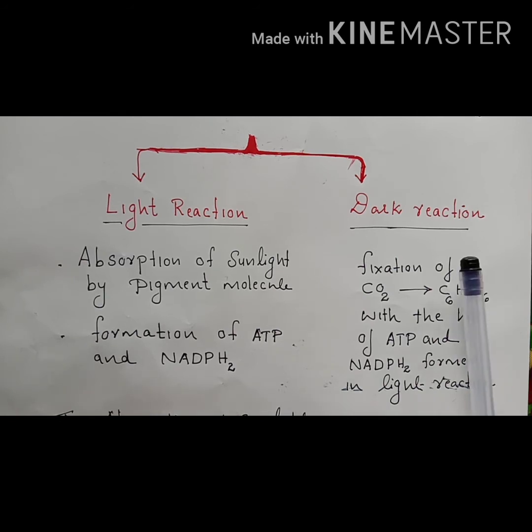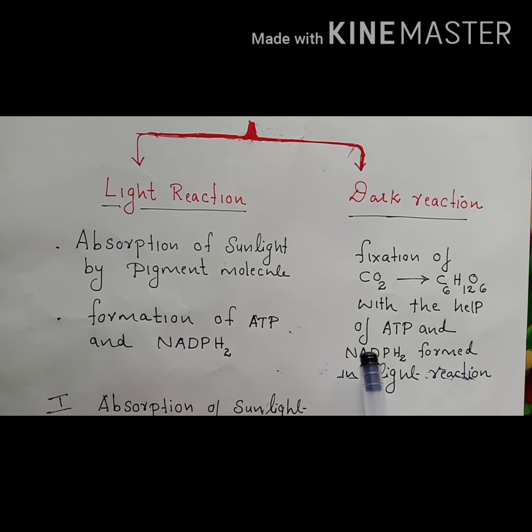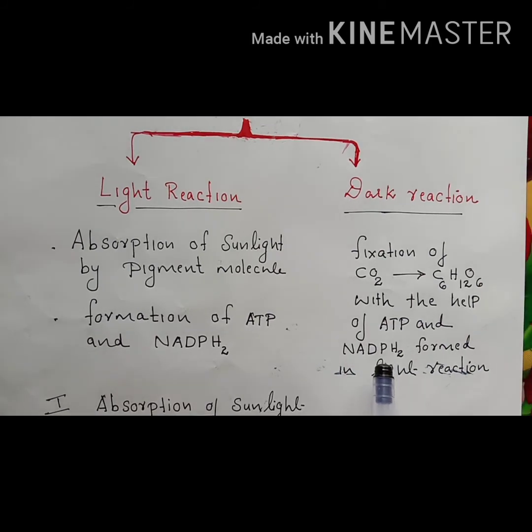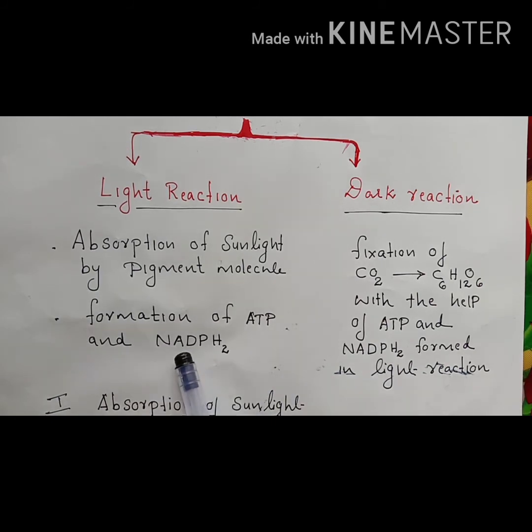And dark reaction, this is the fixation of carbon dioxide to carbohydrate. Actually CO2 is converted to glucose or carbohydrate, and this process occurs during dark reaction. For the formation of glucose from this carbon dioxide, ATP and NADPH2 are essential. And these ATP and NADPH2 are obtained from light reaction.